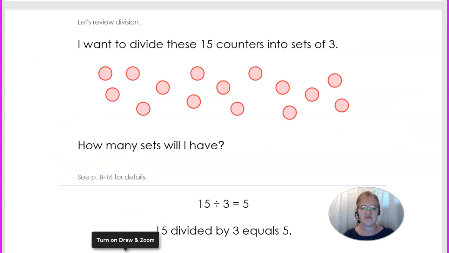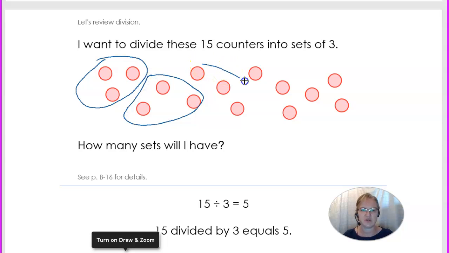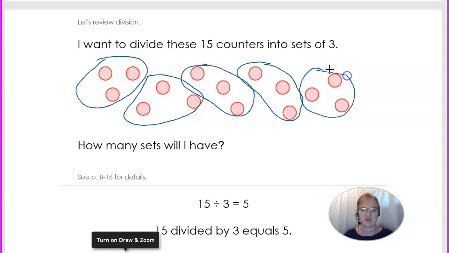On this slide, we're reviewing division. So here we have 15 counters, these little red circles. And if I want to divide them into sets of 3, then we want to circle 3, right? Because sets of 3 means we want 3 in each group. So we'll carefully draw our circles around each 3. Those ones overlap a little bit, but we just have to be careful what we're doing, and we know that that's 2 separate groups there. And there we go. So how many sets do we have? How many circles did we draw? 1, 2, 3, 4, 5. And so as it says on the bottom, 15 divided by 3 equals 5. And we can write that in words. 15 divided by 3 equals 5.